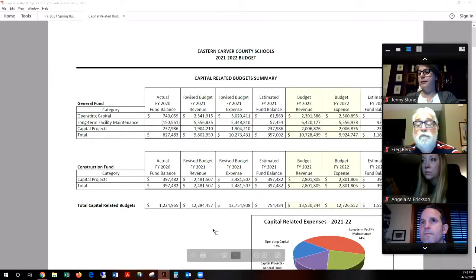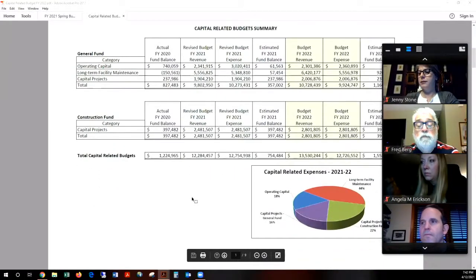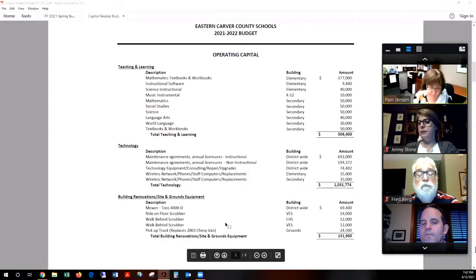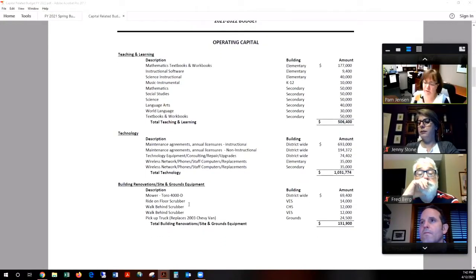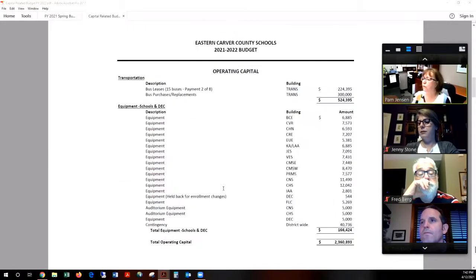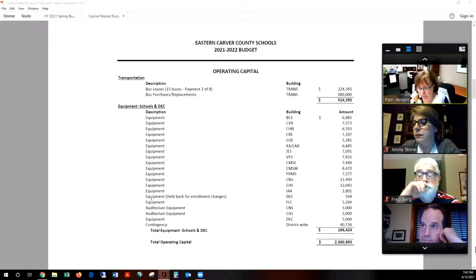And I'm going to jump over to the next page. We're going to look at operating capital. So we break out our operating capital, and pretty much our percentages are pretty similar each year. How we break this out: teaching and learning technology, building renovation, grounds equipment, sites and grounds equipment, and then transportation, and then our buildings and the DEC get a small amount for equipment needs, or it might be the copy machine lease or those type of things. So a total of 2.3 is what we have in our budget.